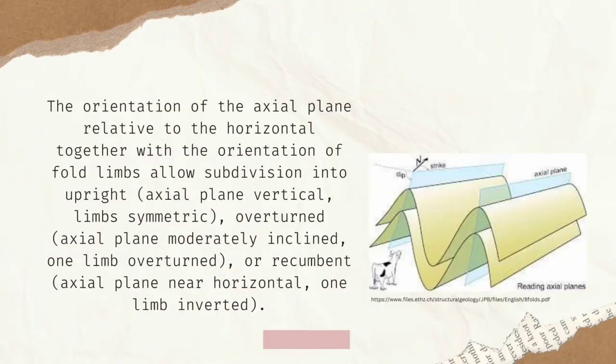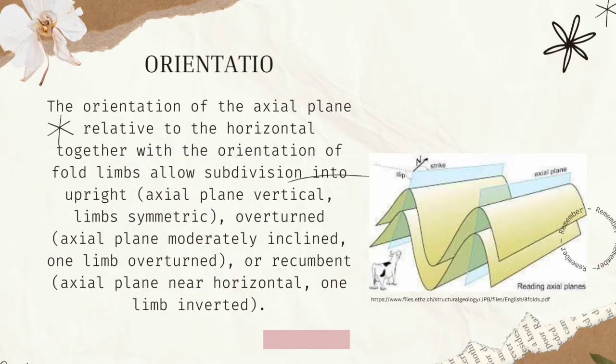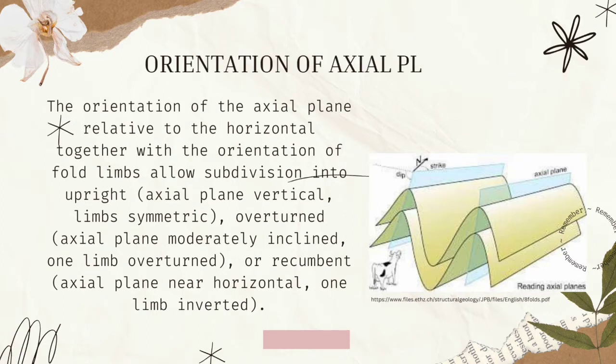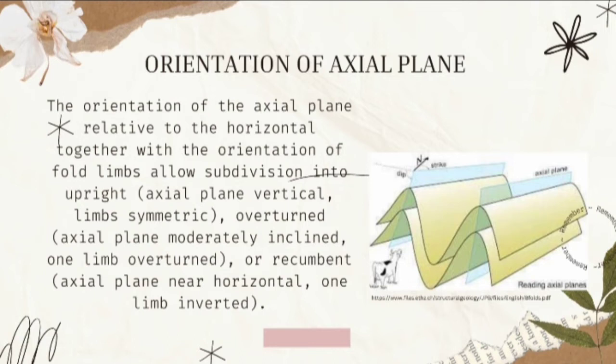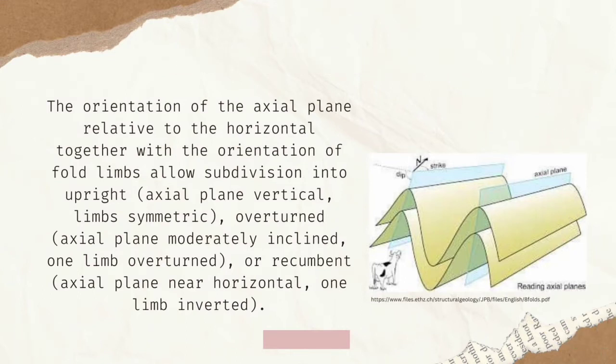The next one is the orientation of the axial plane. The axial plane's orientation is expressed as a dip and strike, or in a more compact form, as a dip and dip direction. The strike is the trend of the horizontal line contained in the surface, as with any other surface, and the dip angle is the angle between the surface and the horizontal plane.